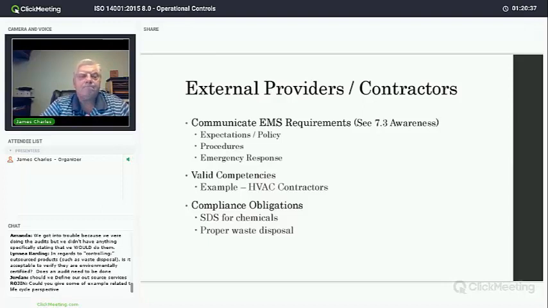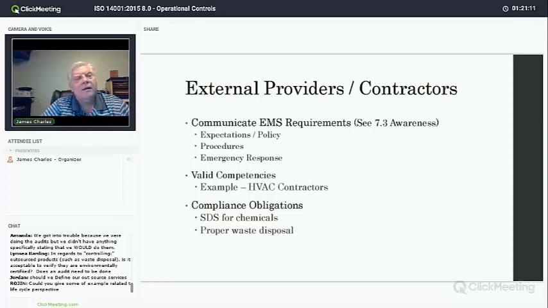When you look at external providers and contractors, and in your procurement process, the first thing we want to do is communicate our EMS requirements to them. That's also required as part of our awareness program if they're on site. So we want to communicate to them our expectations of them, their conduct, our policy, the specific procedures that they have to conform to, and emergency response requirements.